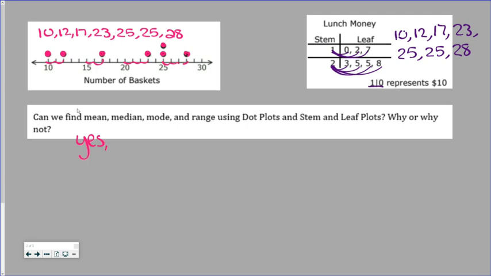So yes, we can still find mean, median, mode, and range because dot plots and stem and leaf plots contain data points, right? They still have these values that we need to find mean, median, mode, and range.